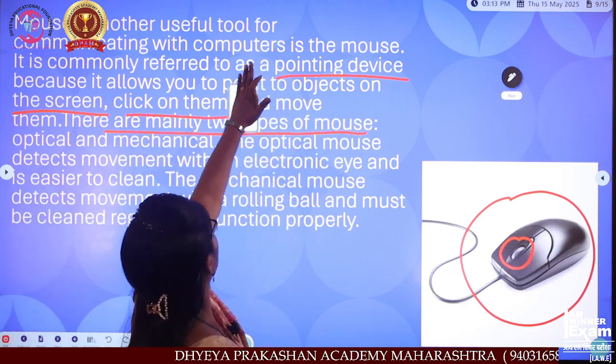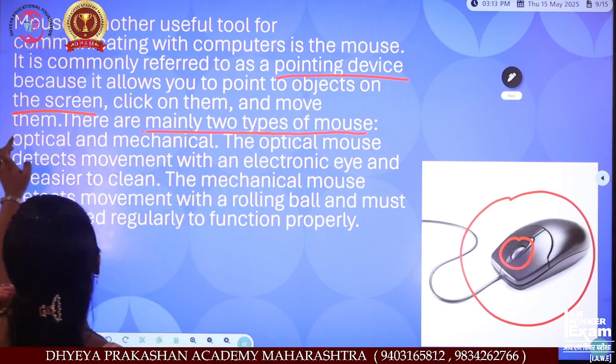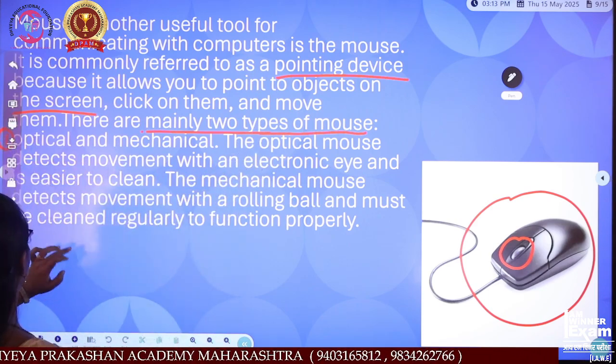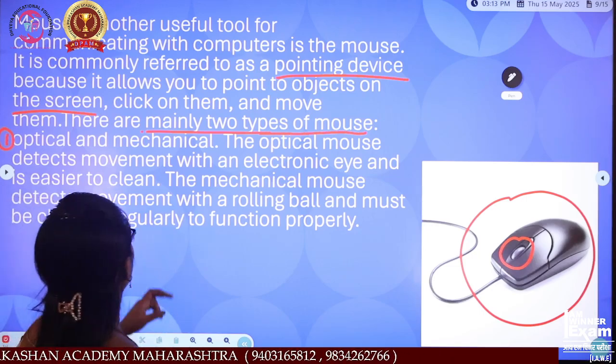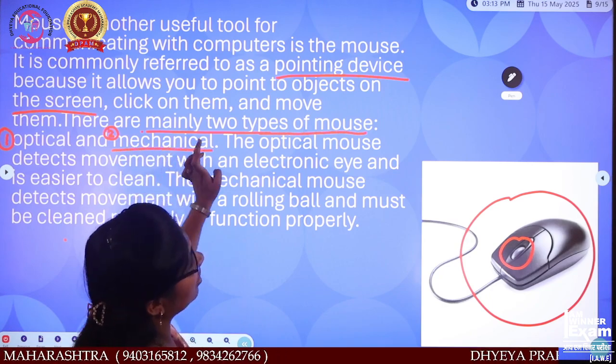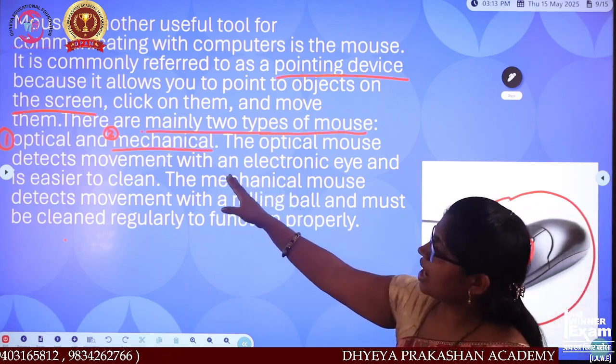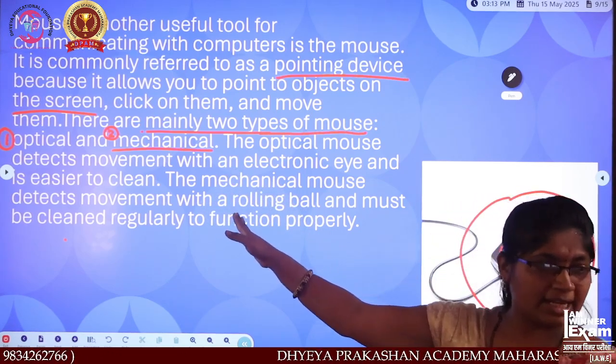There are mainly two types of mouse. First is optical mouse and second is mechanical mouse.